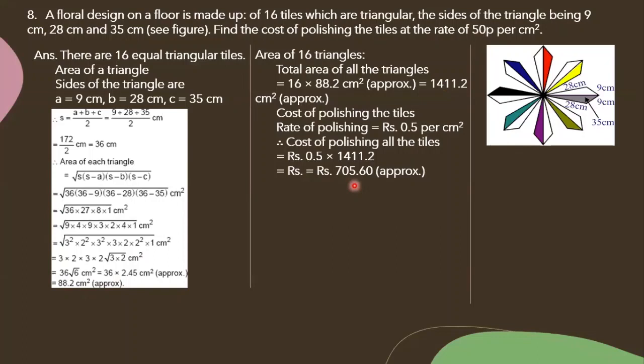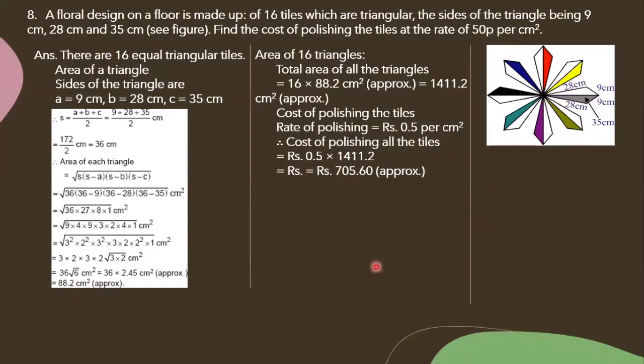So once again repeat, children. Here there are 16 tiles. One tile measurement they gave. By using that one tile measurement, find the area. We have got that one tile measurement as 88.2 centimeter square. So 16 tiles measurement is 1411.2 centimeter square. They are taking 50 paise to polish 1 centimeter square. So 50 paise means 0.5 rupees. You just multiply 1411.2 into per centimeter square 0.5. We're getting how much money they are taking to polish these tiles.